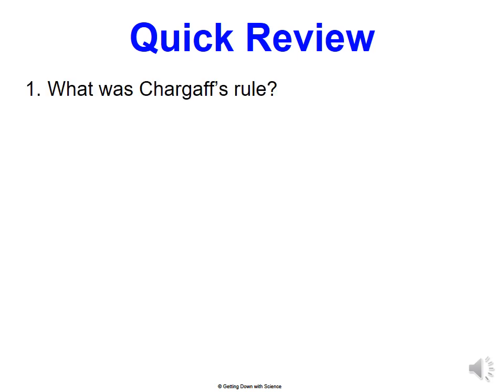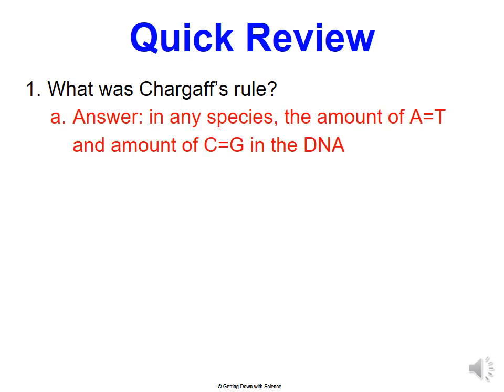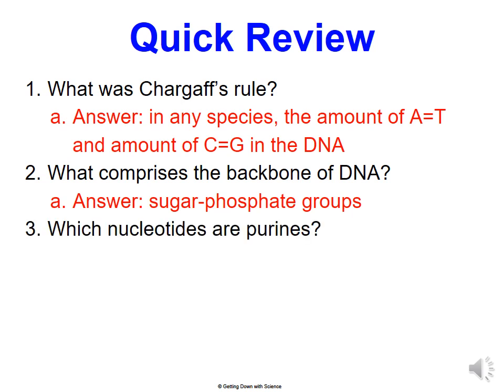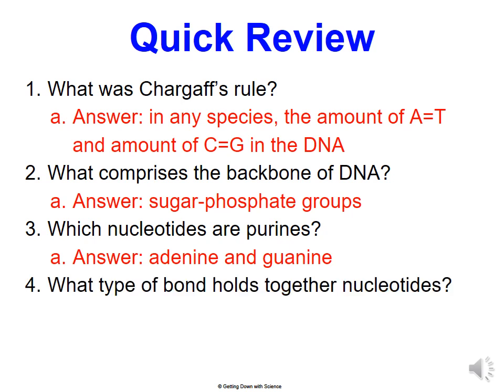So another quick review. What was Chargaff's rule? Oh yeah, wasn't that the dude who was talking about percentages of adenine and thymine and all those? So in any species, the amount of A equals T and the amount of C equals G in the DNA. What comprises the backbone of the DNA? That's our sugar, phosphate, sugar, phosphate, sugar, phosphate, sugar, phosphate. Which nucleotides are purines? Purines are adenine and guanine. What type of bond holds together nucleotides? That's our friendly little hydrogen bonds.